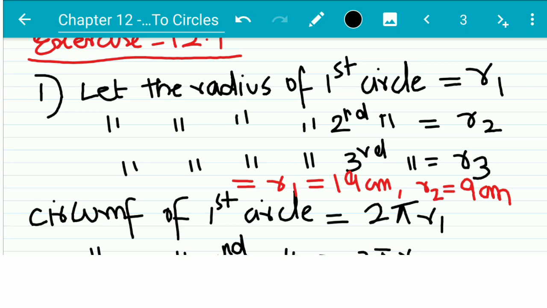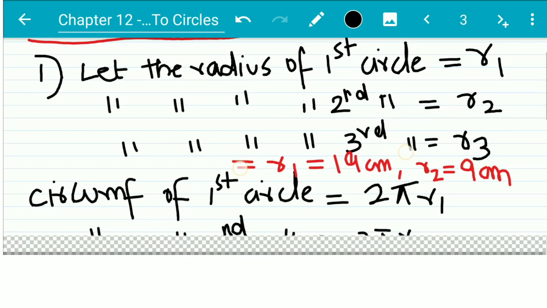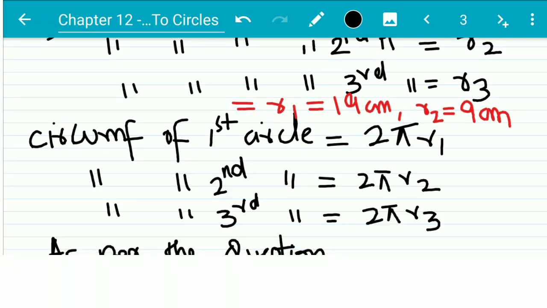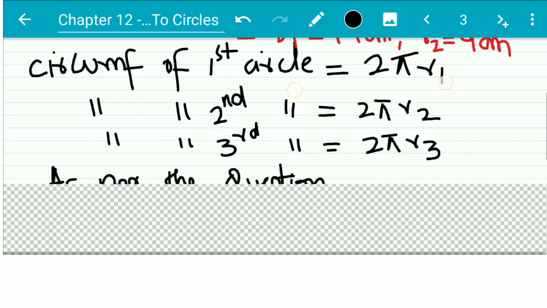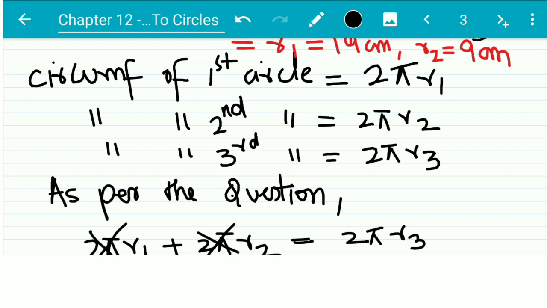So first we have taken the radius of the circles as r1, r2, r3. r1 and r2 are given in the question, 19 and 9 centimeters. Then we have written the circumference of three circles. We know that circumference of a circle is 2 pi r. So circumference of circle 1 will be 2 pi r1, circle 2 is 2 pi r2, circle 3 will be 2 pi r3.